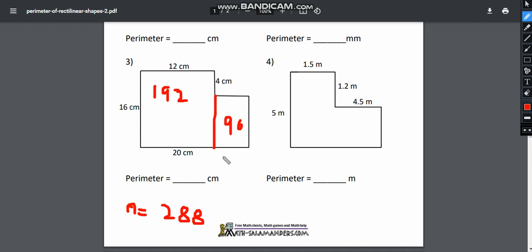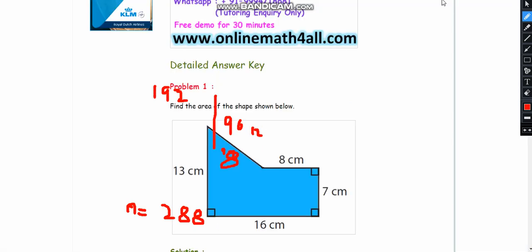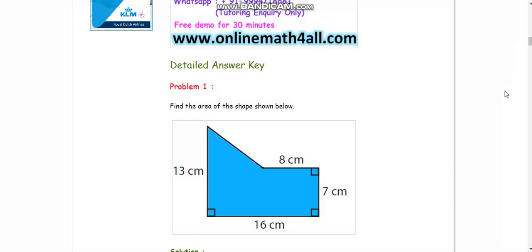So this 96 was because it was a 12. Sorry, it was an 8 by 12, wasn't it? Yeah. 8 times 12, 96, and then 16 times 12 is 192. Okay, so now we're going to move on to some more of these. Okay, very good.